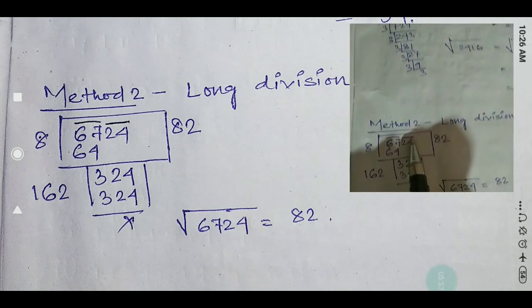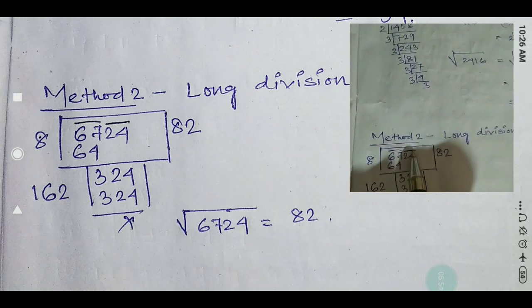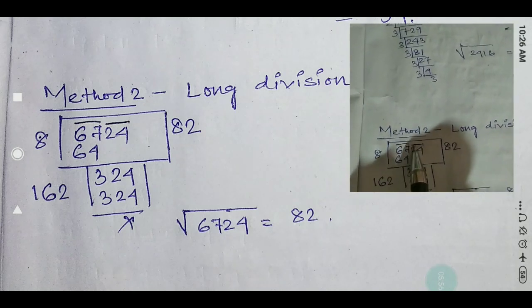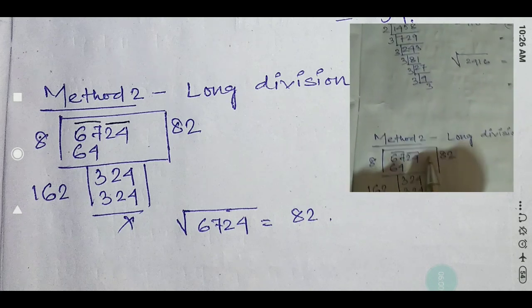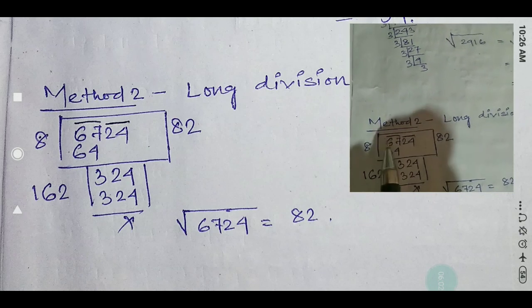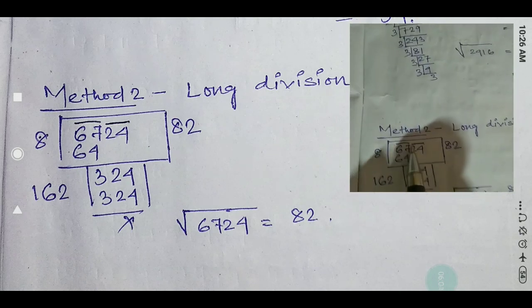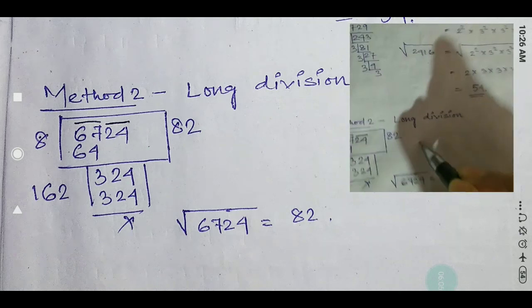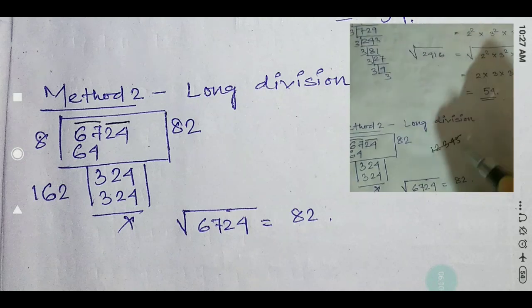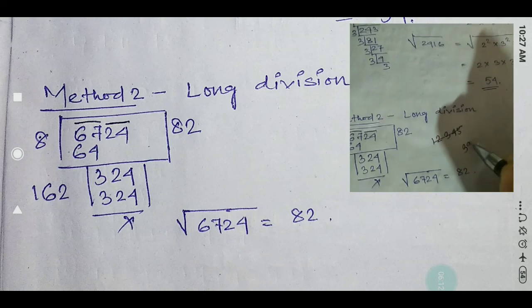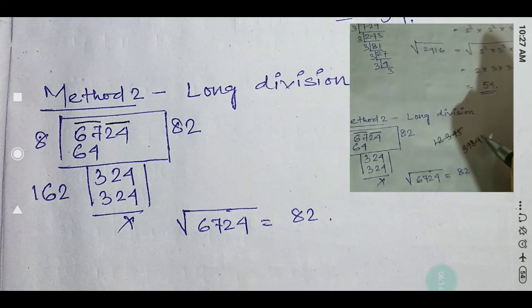So from the right side you have to start, and you have to take two numbers from the right side. First I have taken these 2 numbers, then I have taken these 2 numbers. That means you have to start from the right side, and you have to take 2. Suppose the number given is 39841.